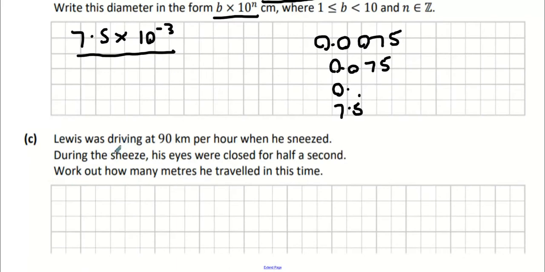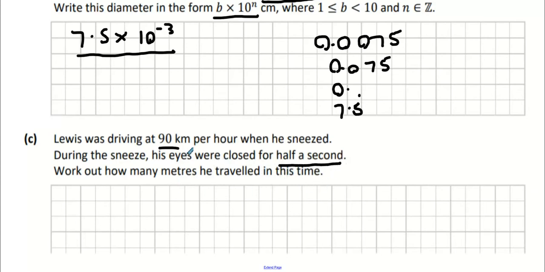Next, Lewis was driving 90 kilometers per hour when he sneezed. During the sneeze, his eyes were closed for half a second. Work out how many meters he traveled in this time. Well, that's interesting. So here's what we're going to do. We're going to have to change 90 kilometers per hour into meters per second, and then we're going to have to multiply by half a second.